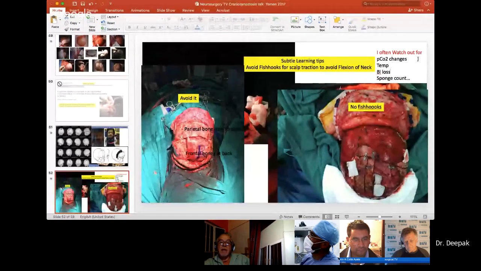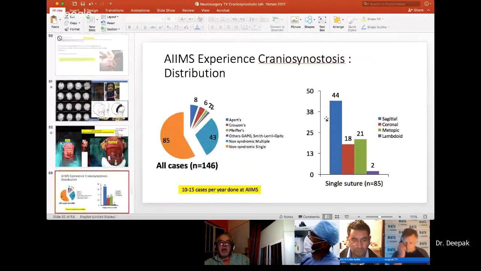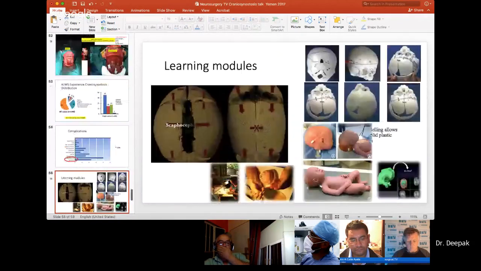So you should keep a strong watch on the PCO2, maintain the temperature of these children, avoid significant blood loss, keep a watch on the sponge count in these children, because these are the things which are very, very important, and you learn from your mistakes. We do on an average 10 to 15 cases of craniosynostosis at All India Institute of Medical Sciences. The most common complication I would say is the blood loss and the hypothermia, which one needs to avoid.